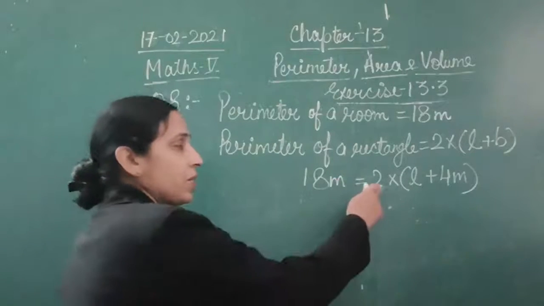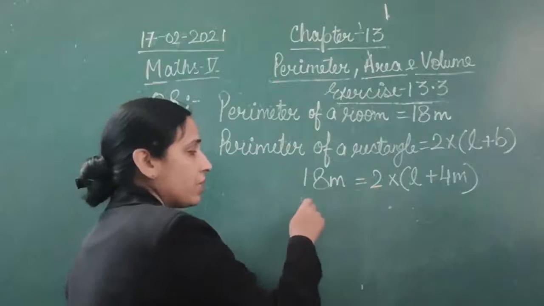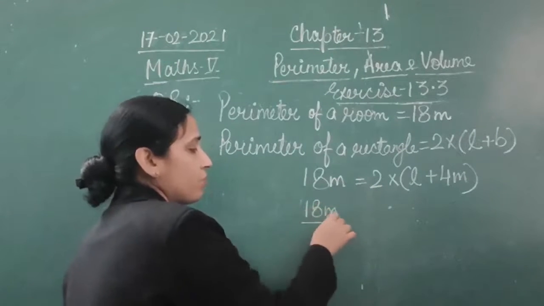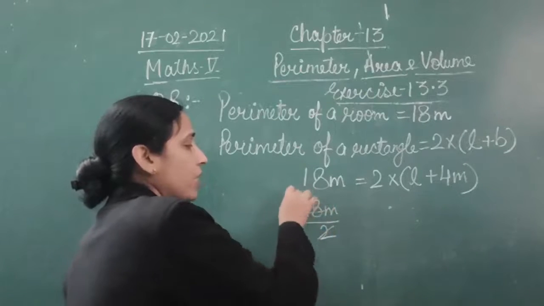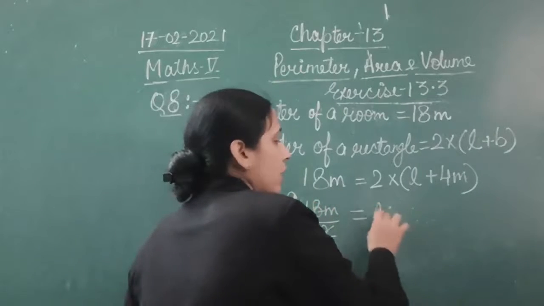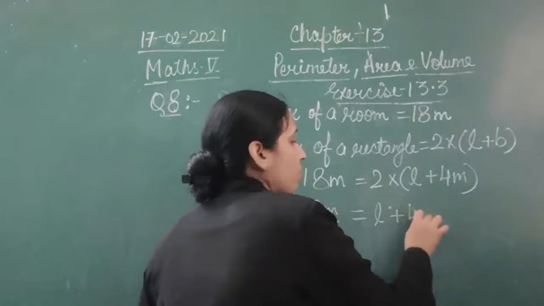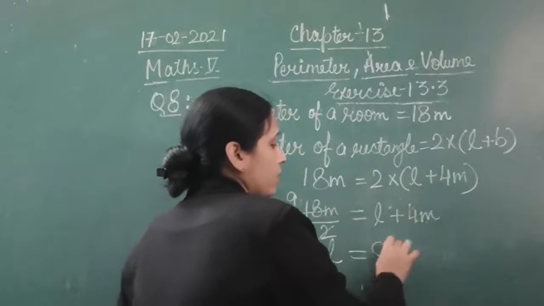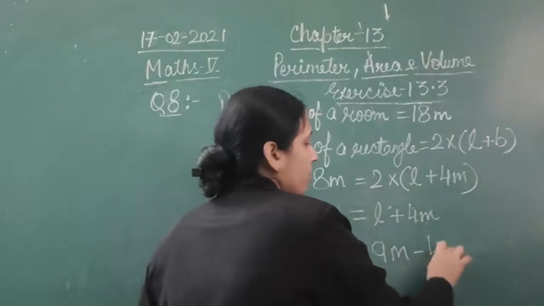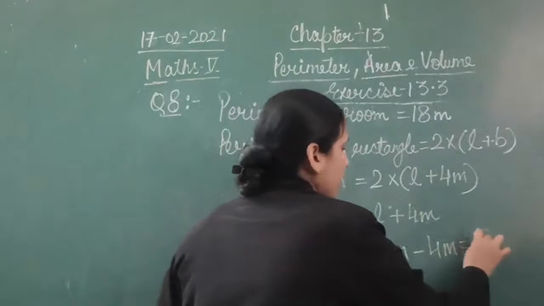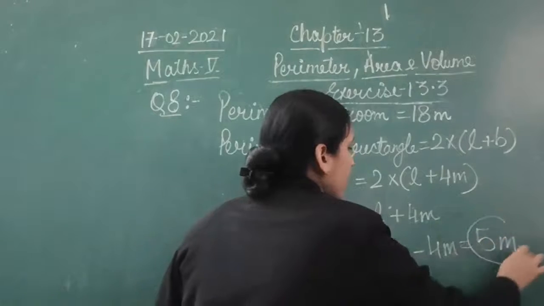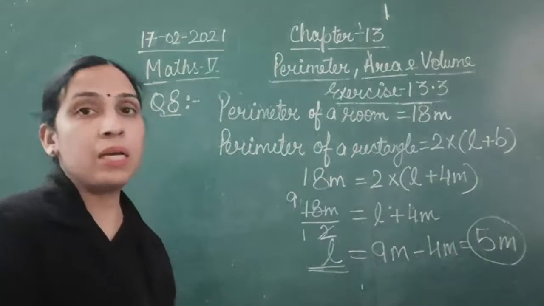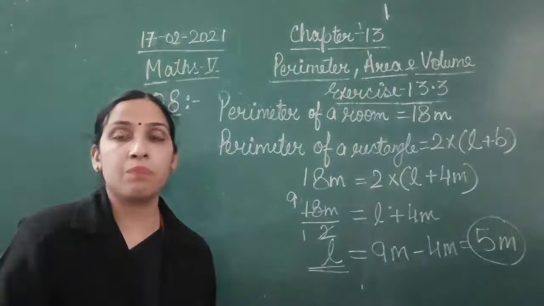Now 2 is in multiplication here, that will come in the denominator, this 18 meter divided by 2. So 2 ones are 2, 2 nines are 18, 9 meter equals L plus 4 meter. So what is the length? 9 meter minus 4 meter, that will be 5 meter. Length will be 5 meter.